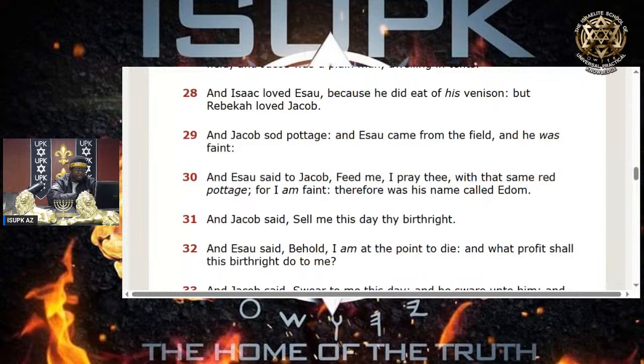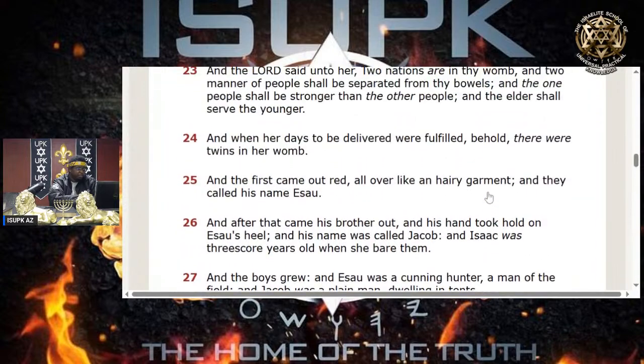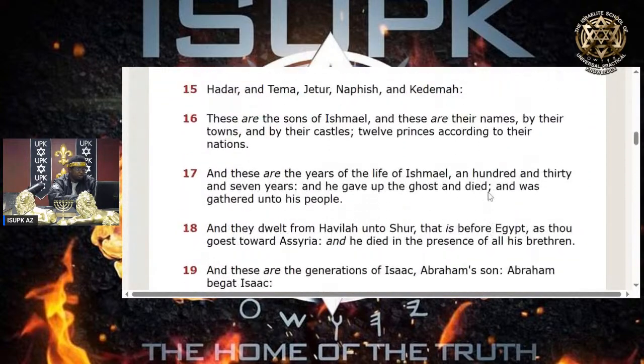Esau came back from where he was at. He was very hungry, very tired, very dramatic. Our oppressors are very dramatic people, you know what I'm saying? They overexaggerate a lot of things. And because he wanted to eat that red pottage that wasn't done cooking, that's how he got the name Edom.